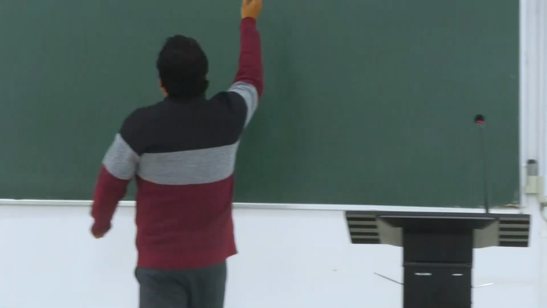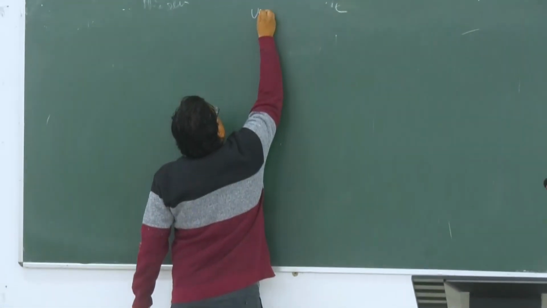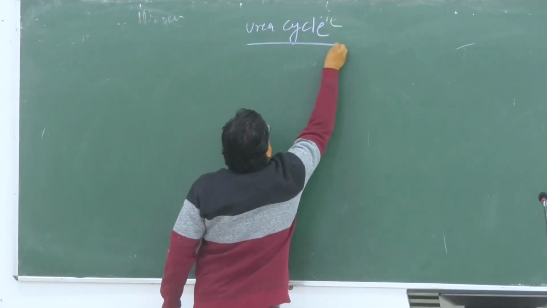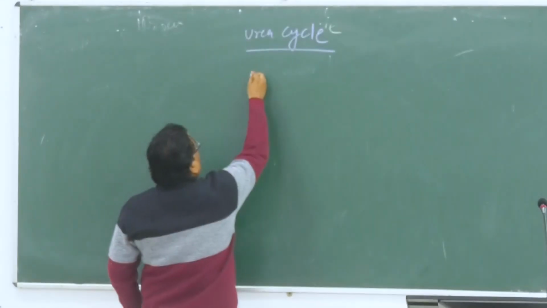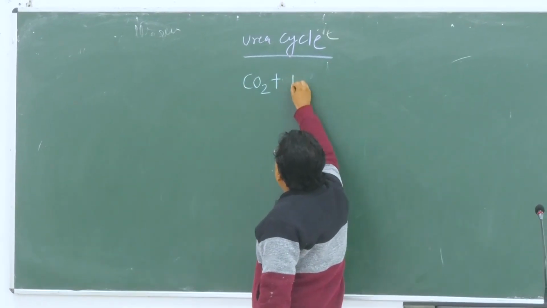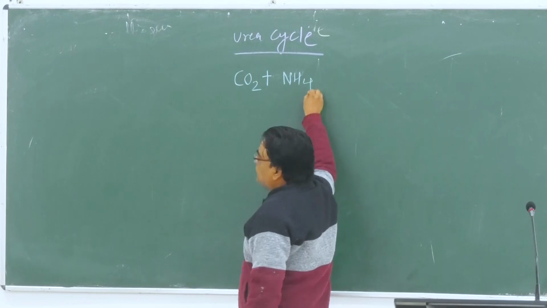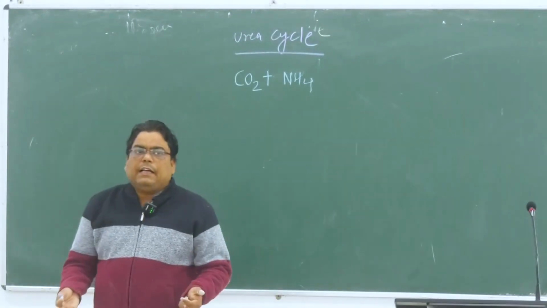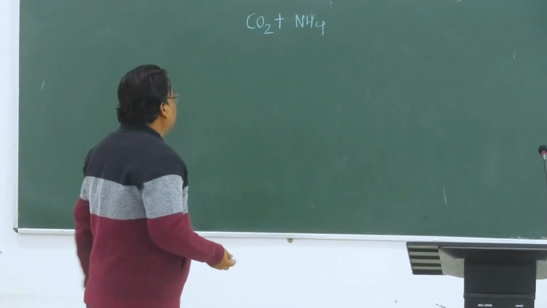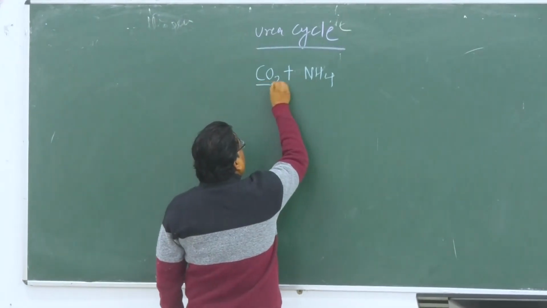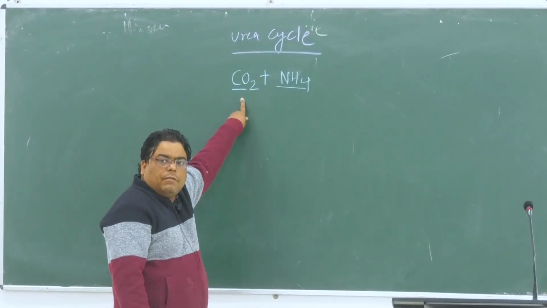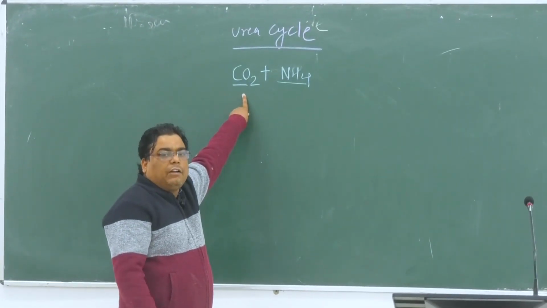So first thing, in the urea cycle, the first step is CO2 combined with ammonia. Because what is the urea cycle? The urea cycle is the disposal of ammonia. So these first condense with each other. How does this CO2 come? From which cycle? Because we already discussed this in class.